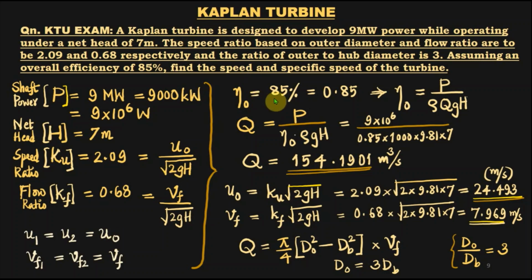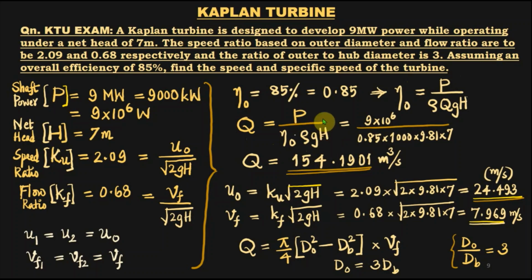Now overall efficiency is given to be 85%, that is equal to 0.85. We know that overall efficiency is shaft power by water power, that is P divided by rho Q G H. So from this you can find out the discharge, because the head, shaft power and overall efficiency are available. Discharge Q is equal to shaft power by overall efficiency into rho GH.